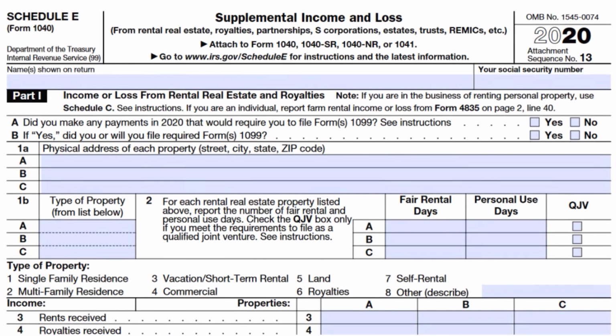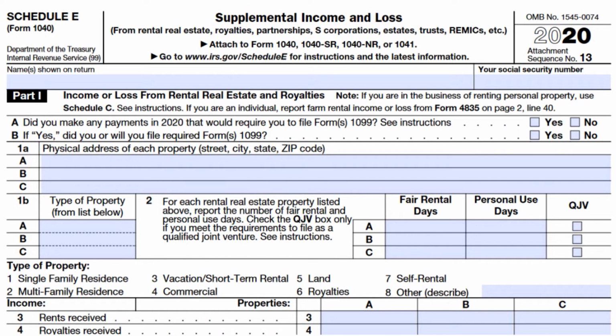So as you can see right now, we're showing you the Schedule E on the screen. So you put your name, you put your social. And part one, this is where you actually put the income or loss from rental real estate and royalties. So you put A to answer whether you made some payments in 2020, and if yes, you have to answer whether or not you filed a Form 1099. I think I spoke about that before. If you paid someone more than $600, so you put the physical address of each property.